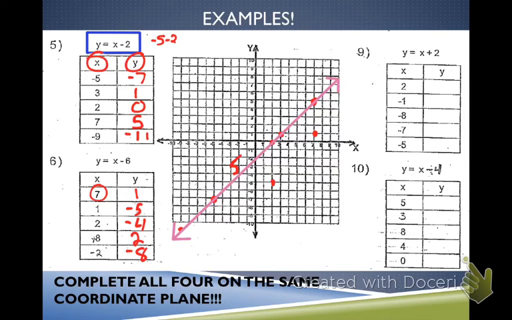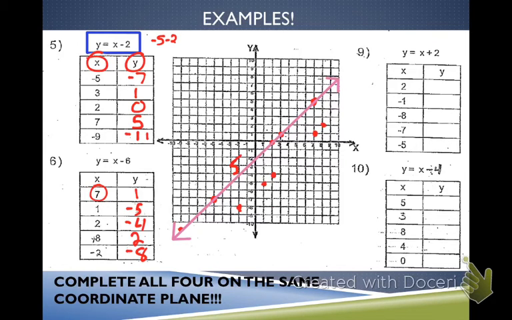Oops, I didn't do 1 and negative 5, I'm sorry. 1 and negative 5. 2 and negative 4, and finally 8 and 2, and finally the last one, negative 2, negative 8, which would be all the way down here.